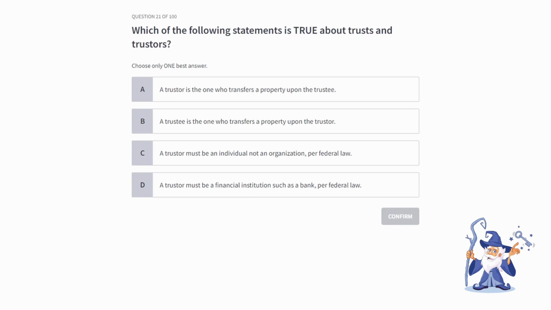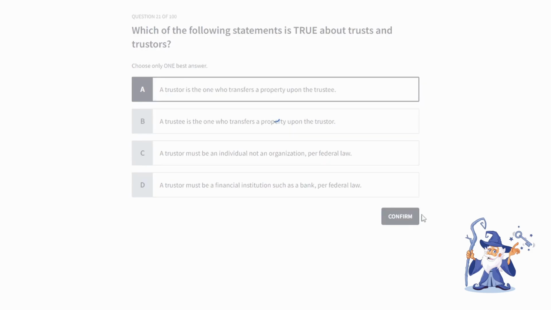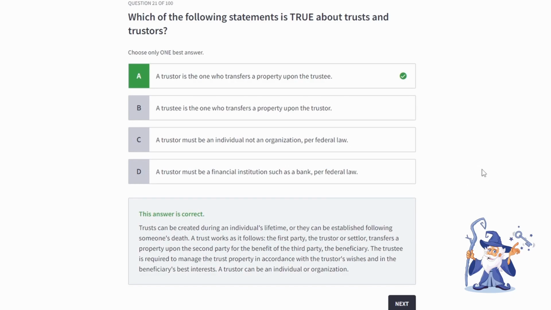Okay, so what is the correct answer for this one? Well, it's going to be A. A trustor is the one who transfers a property upon the trustee.